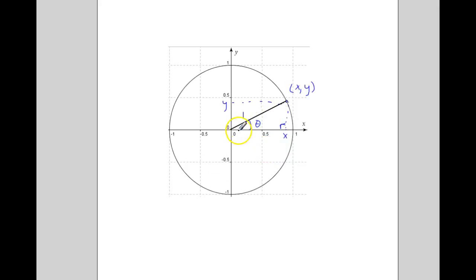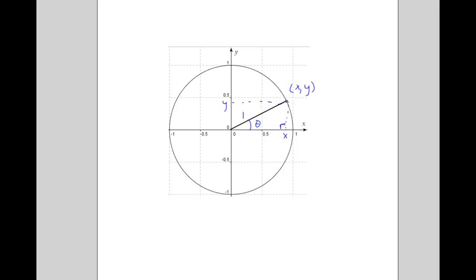Alright, so we could do the same thing for y if we pick a y coordinate and use the Pythagorean theorem to come up with x. So we could easily come up with as many pairs of points that we wanted, x and y. But where does this angle come in?